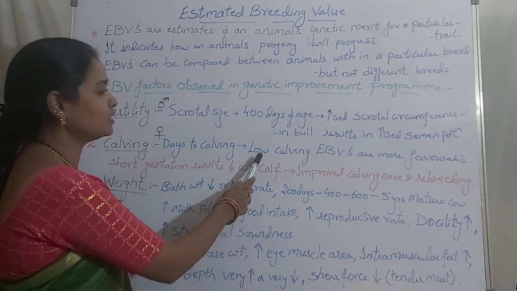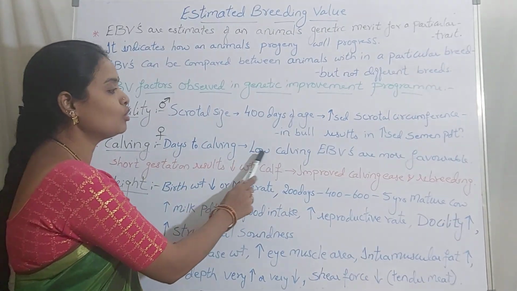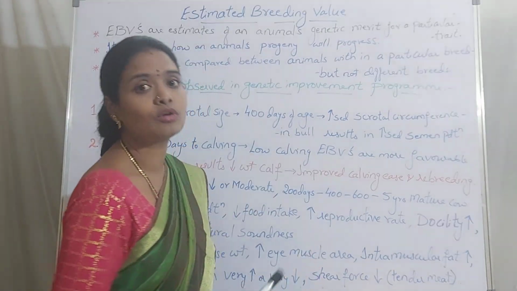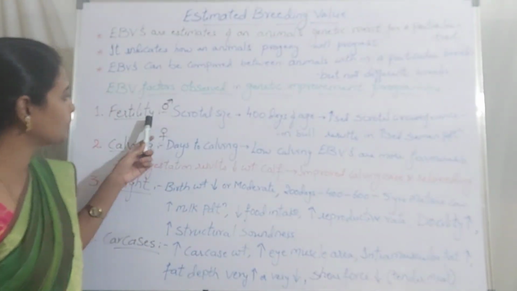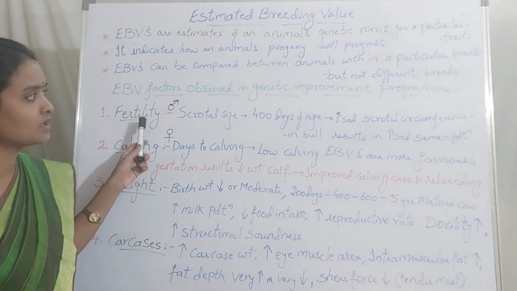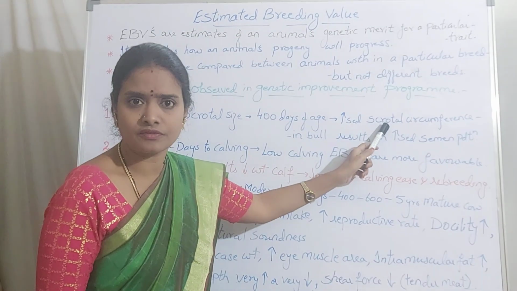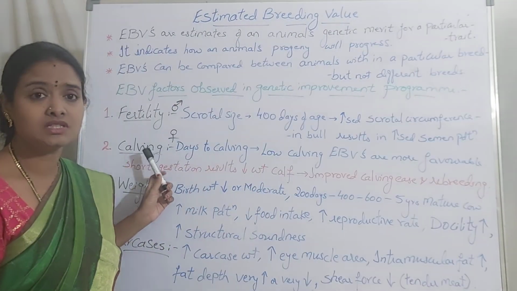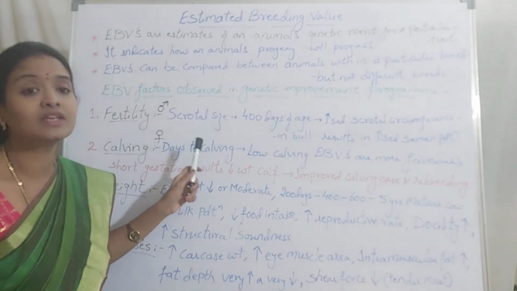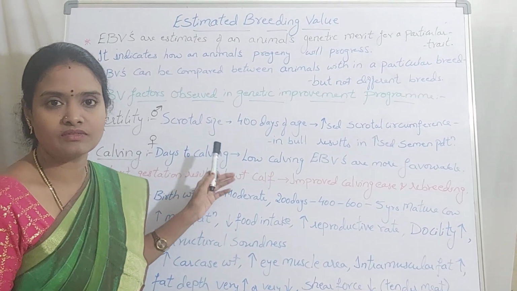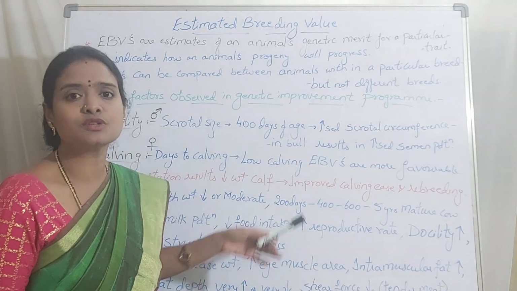Okay, so here what is favorable now? Low calving EBVs are more favorable. In case of male animals, you are going to check the scrotal circumference, and in the female animals you are going to check the calving ease, right? So that they will be ready for the next breeding program.